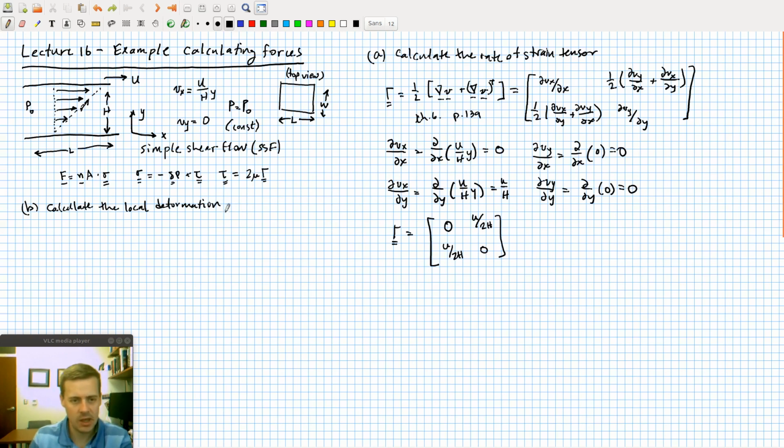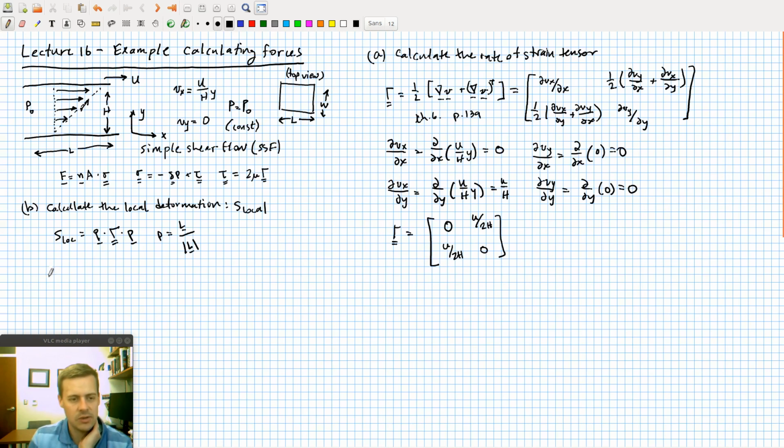Which I want to say is S local. Right? So this is just a little aside, but remember that to calculate the local deformation, S local, I need to evaluate this guy, P dot gamma dot P, where P is equal to some vector L divided by the norm of that vector L.